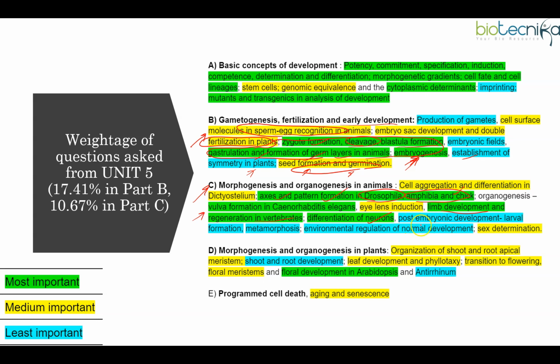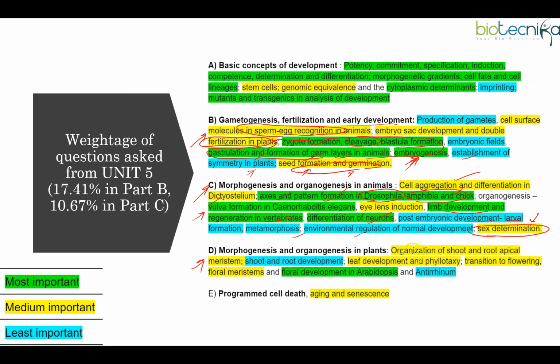Then we have post-embryonic development, which is larval formation, metamorphosis, environmental regulation of normal development. Till now, questions have not yet come from this area, so you can easily skip this part. Okay. And cell aggregation and differentiation in Dictyostelium is a semi-important topic. Maybe once in 2-3 exams there will be a question on this topic. Okay. Sex determination also follows the same pattern.